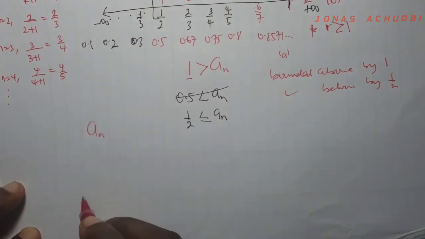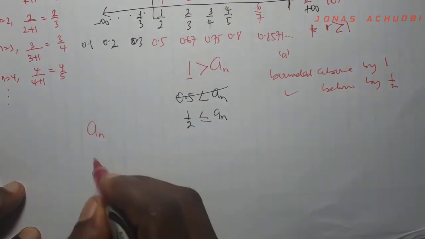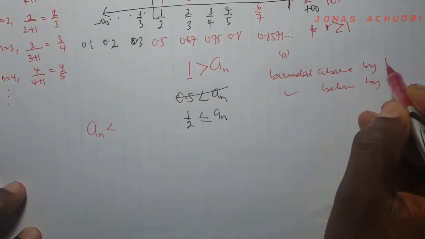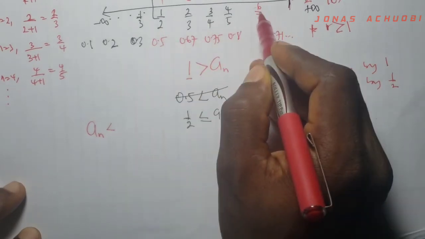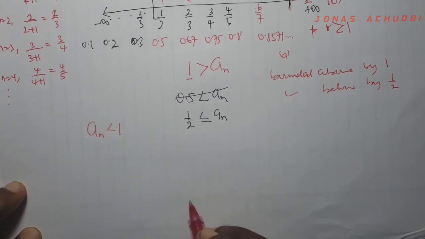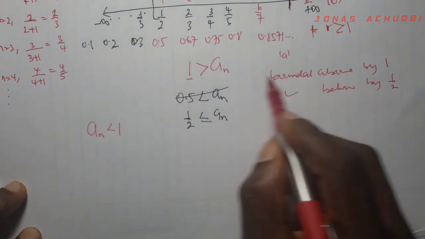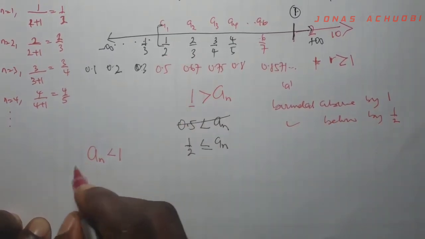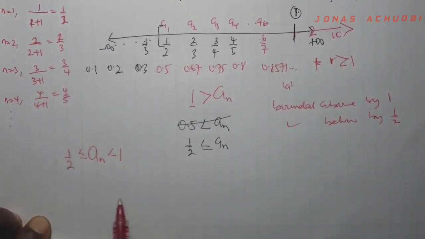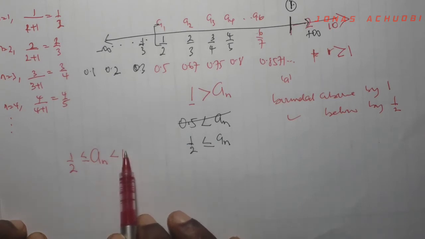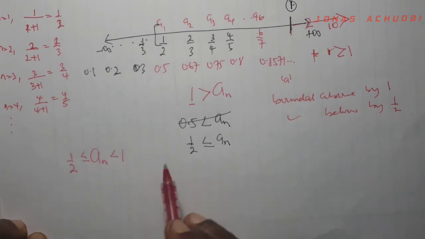We write a_n is bounded above by what? By 1. So that means a_n is less than, and since 1 is not one of the terms of our sequence, it will be strict. So a_n is strictly less than 1. And since the sequence is bounded below by half, and half is a member of this sequence, we say less than or equal to half. So this simply means that the sequence a_n is bounded below by half and bounded above by 1.